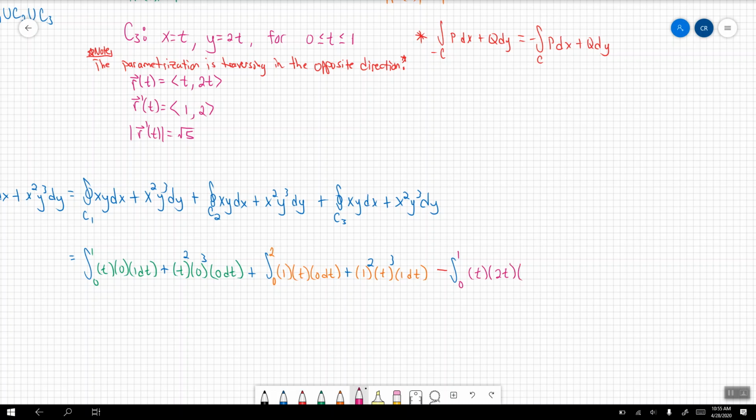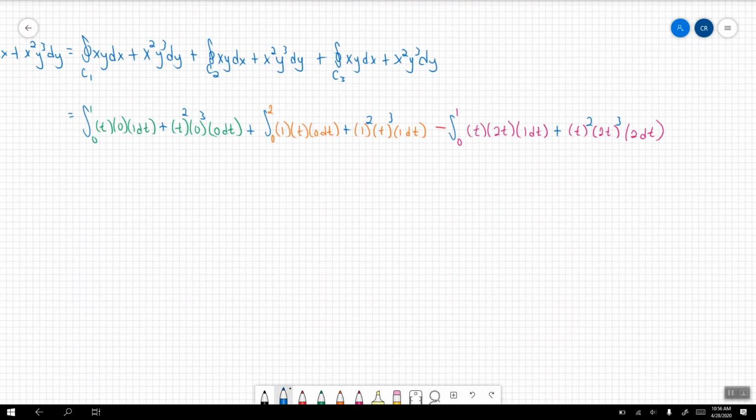dx, that's just going to be 1 dt, plus I'm going to have my x squared. So x was t, so that's just going to be t squared. My y values are 2t, so that's going to be 2t, and that's going to be t cubed. Now I need my dy's. dy is just 2, so that's going to be 2 dt. And there you have it. So here's the line integrals that we need to go through and evaluate.